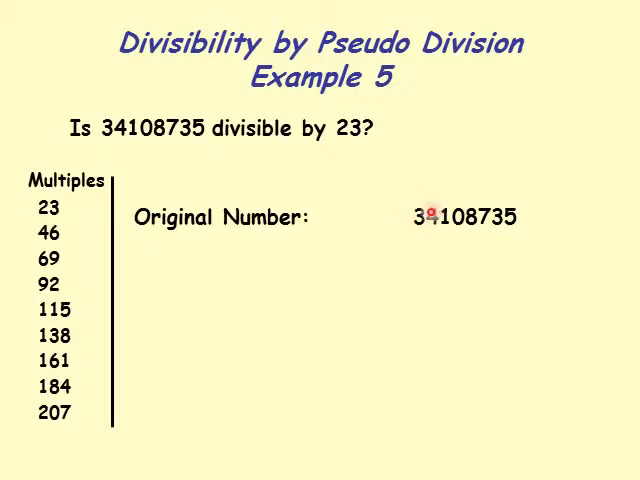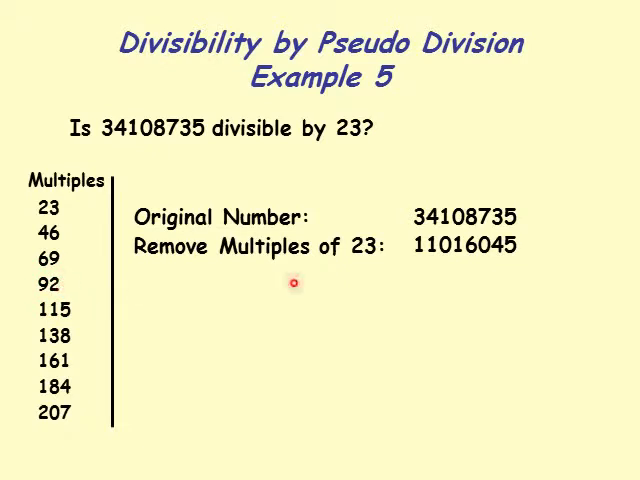From 34, I can take away 23. Okay, let's see what happens. So from 34, I take away 23, get 11 here. Now it's a 10 and 8, 108. I can take away 92, leave a 16 here. From 73, I can take away 69, leave a 04 here. A 5 stays. Let's continue here.